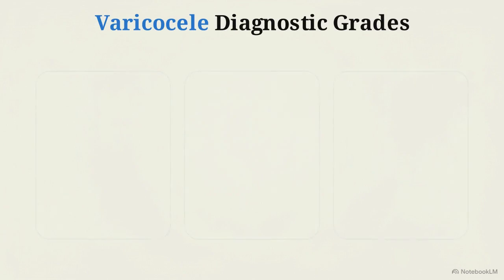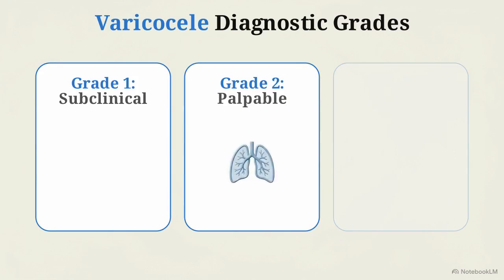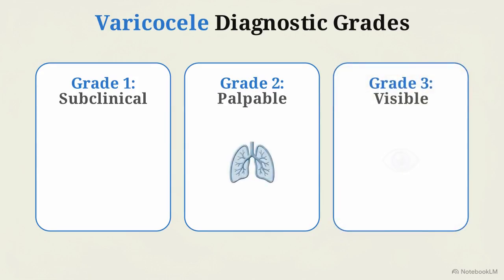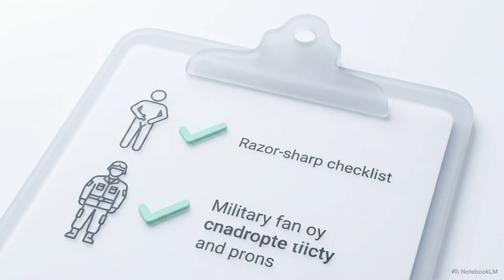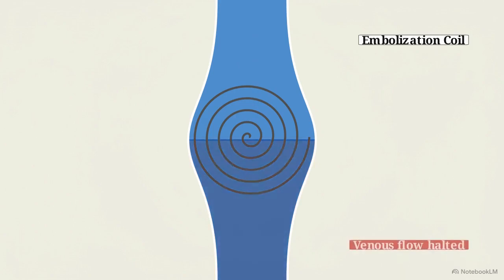Diagnosis is classified into 3 grades. Grade 1 is subclinical, detected only on ultrasound. Grade 2 is palpable during a Valsalva maneuver. Grade 3 is visible through the skin and palpable at rest. According to updated guidelines, management is reserved for symptomatic patients or those requiring specific medical fitness exams. The first-line intervention is now percutaneous embolization, an image-guided procedure offering fast recovery.